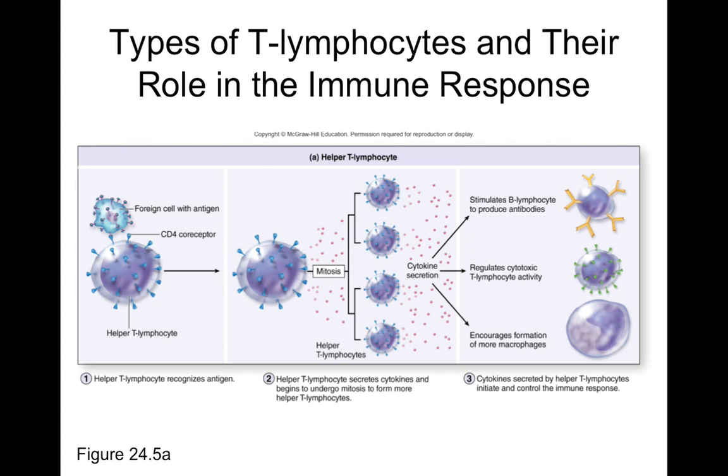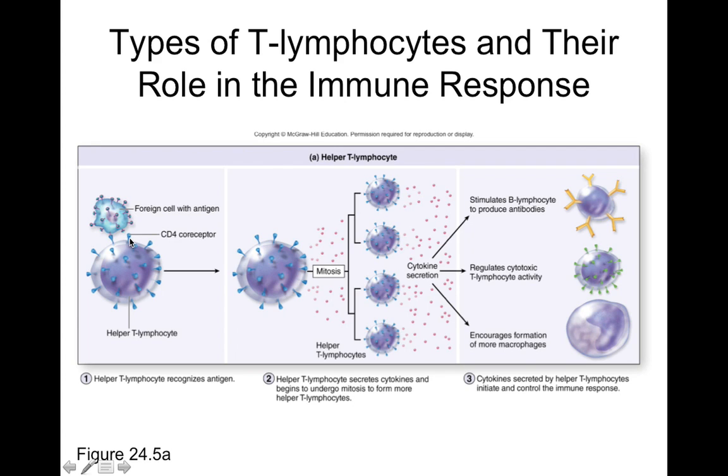So what this is showing here, you guys, are the T helper cells. T helper cells are involved with releasing cytokines when they recognize a foreign cell by recognizing its antigen. In fact, what does a T helper cell use to recognize that this foreign cell is actually foreign? Yeah, the CD4 receptor. You got it.